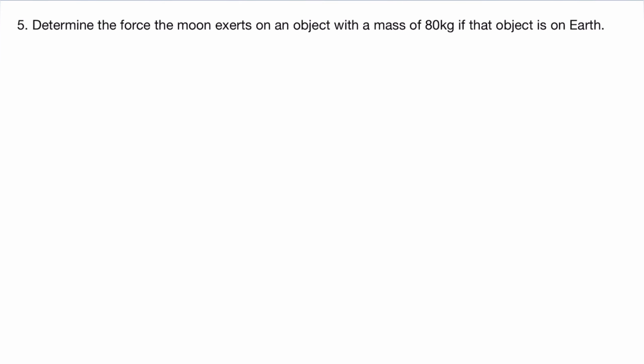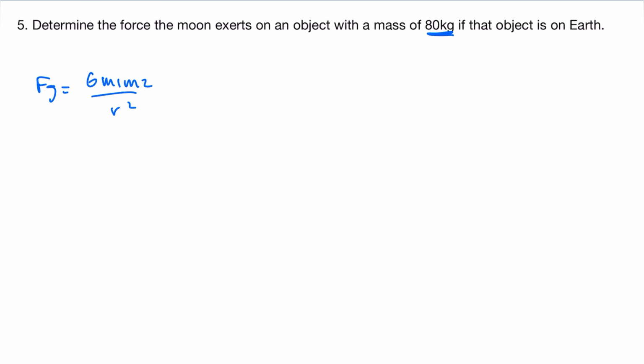Number 5. Determine the force the moon exerts on an object with a mass of 80 kilograms if that object is on Earth. Once again, this question is talking about the force exerted on an object, so that is going to be Fg. So Fg equals big G times mass 1 times mass 2 over r squared. We have the mass of the object, which is 80 kilograms, but we need the mass of the moon, which is exerting the force on the object, and we need the distance between the Earth and the moon because the object is on Earth.